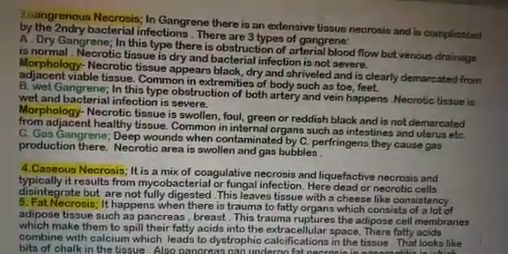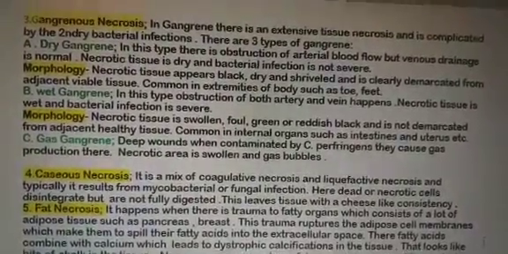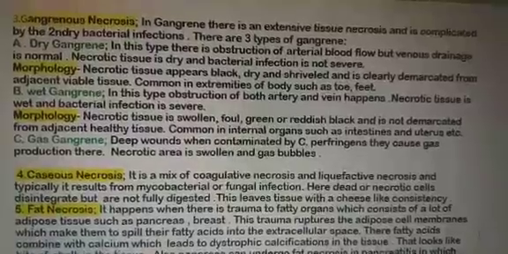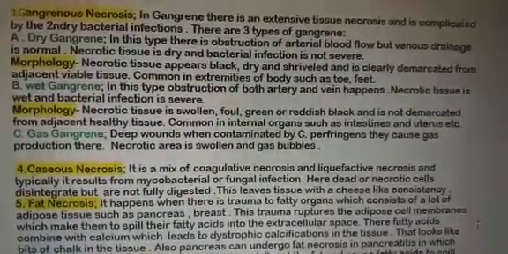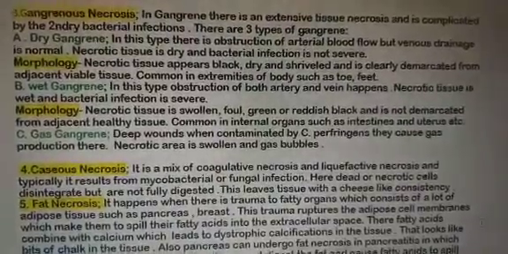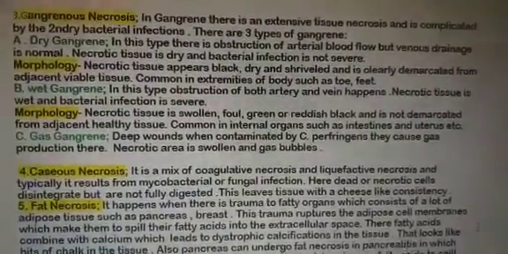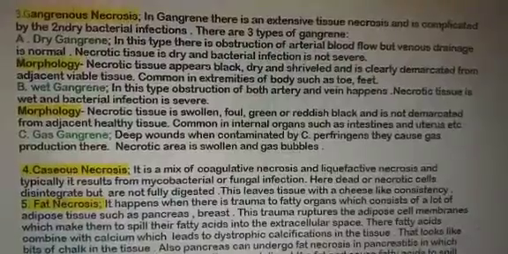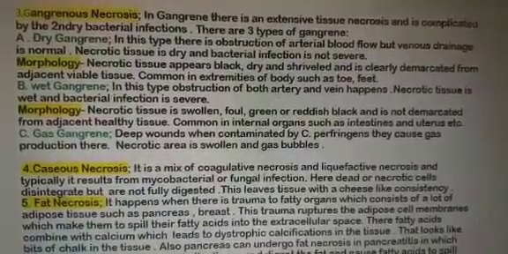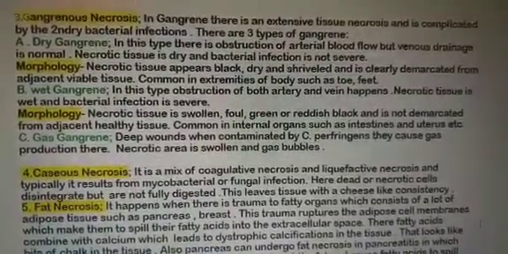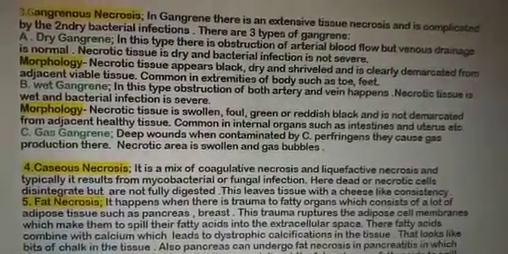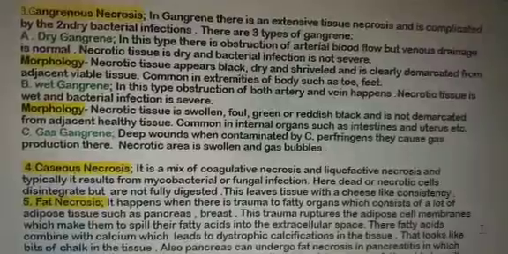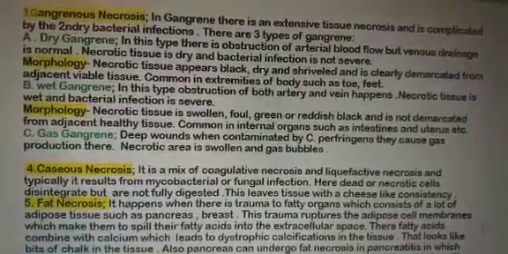Now let's talk about the third type, gangrenous necrosis. I wrote it in very simple wording, and if you read this, you will be able to understand what I am talking about. In gangrenous necrosis, extensive tissue necrosis happens, and the important thing is that this is complicated by secondary bacterial infection. There are three types of gangrene: dry gangrene, wet gangrene, and gas gangrene.